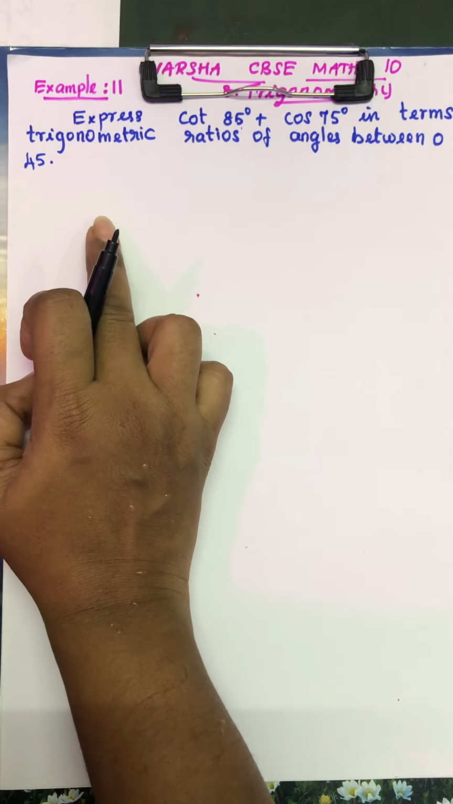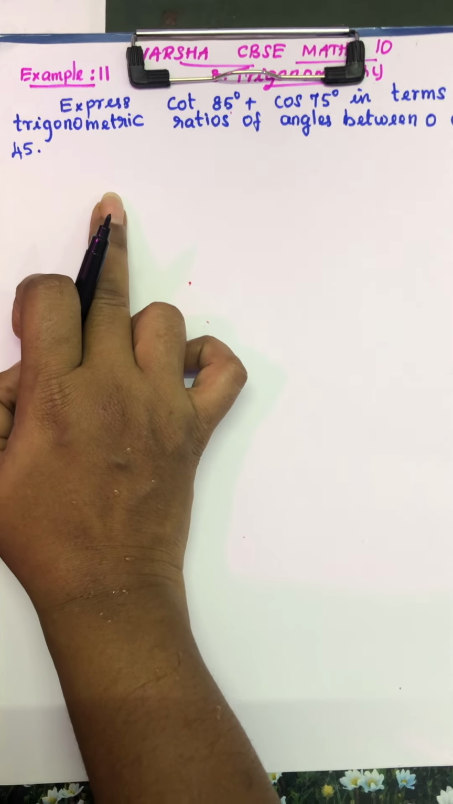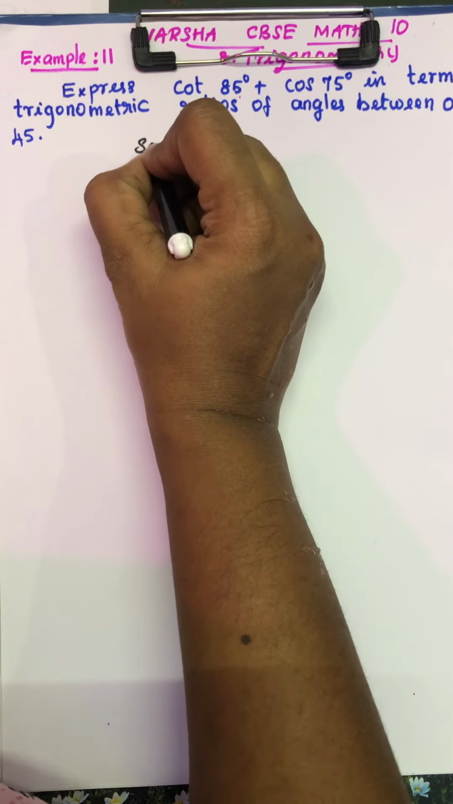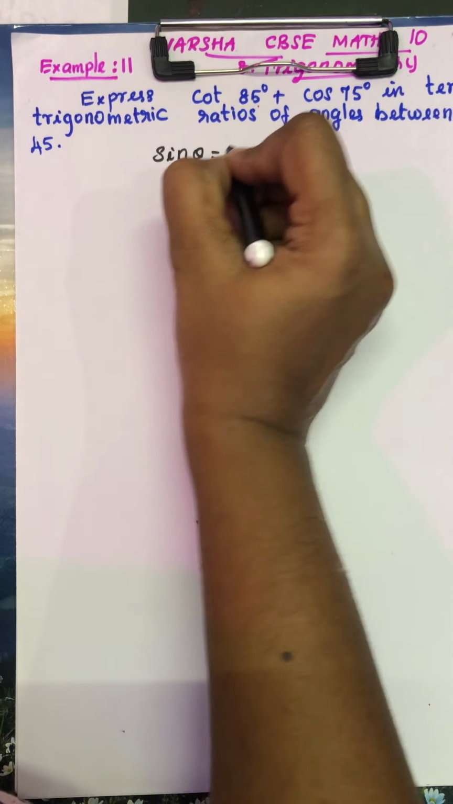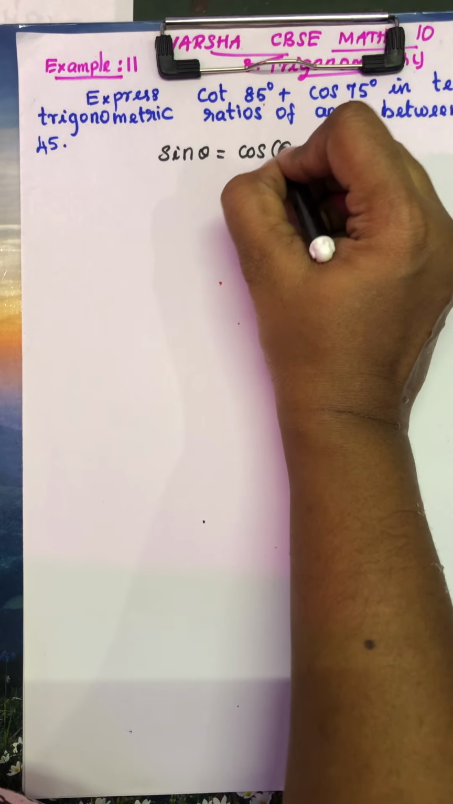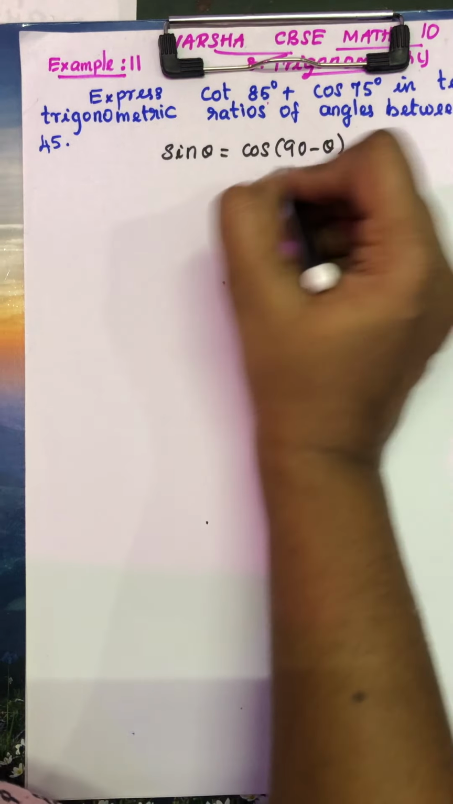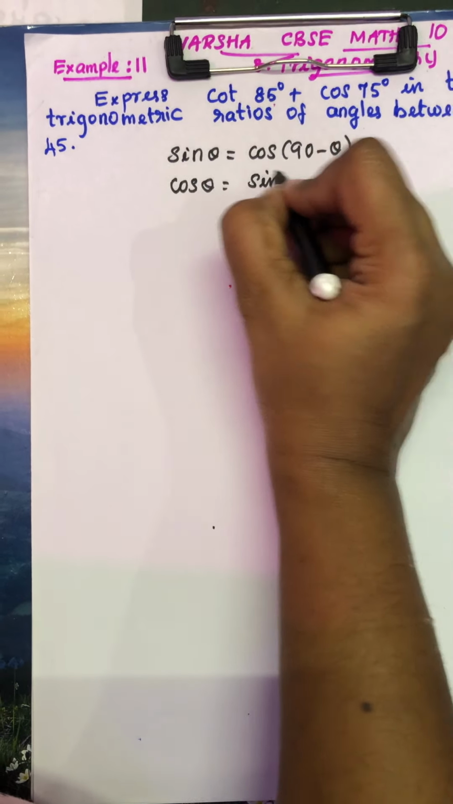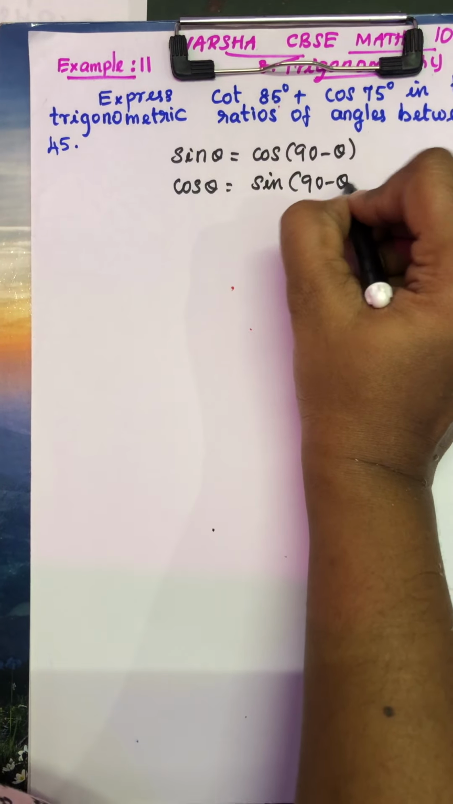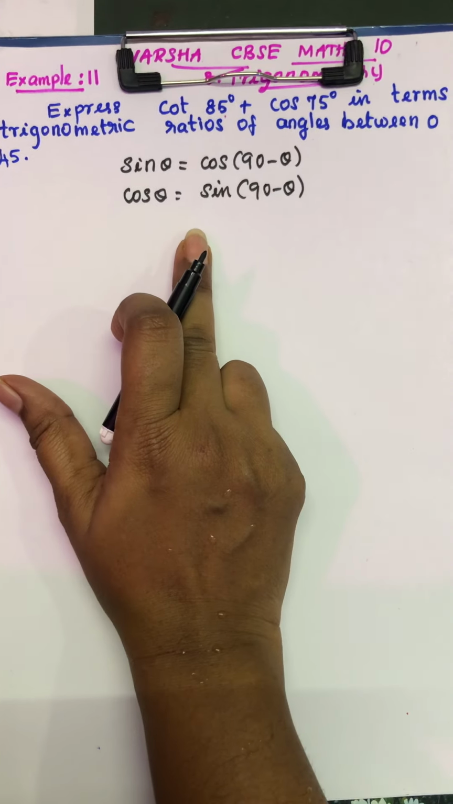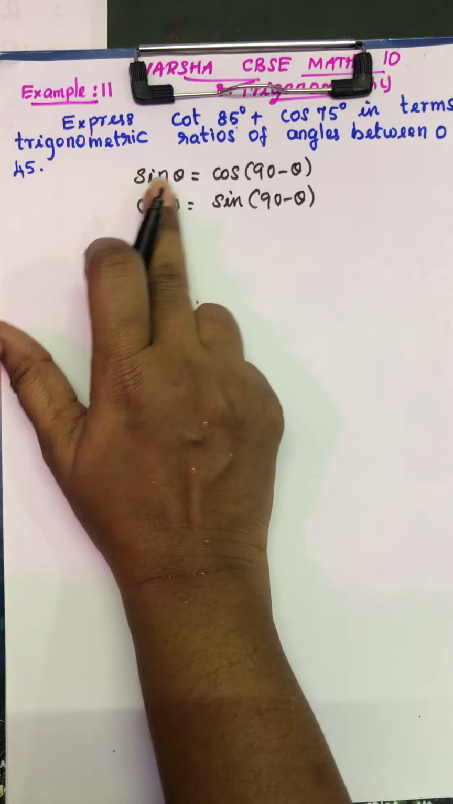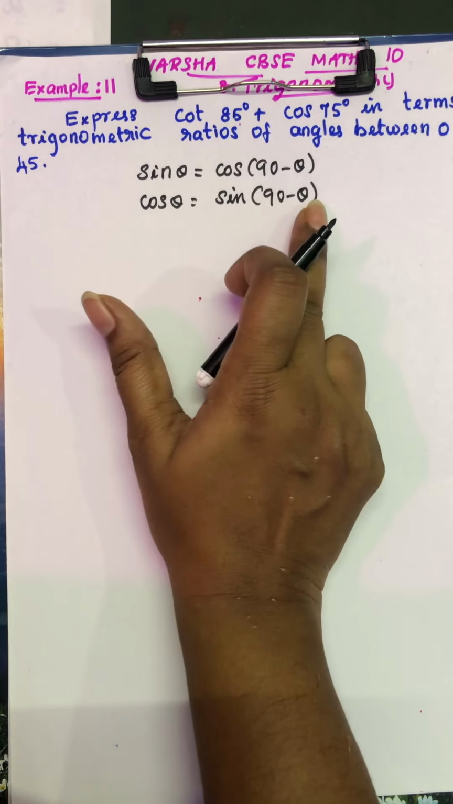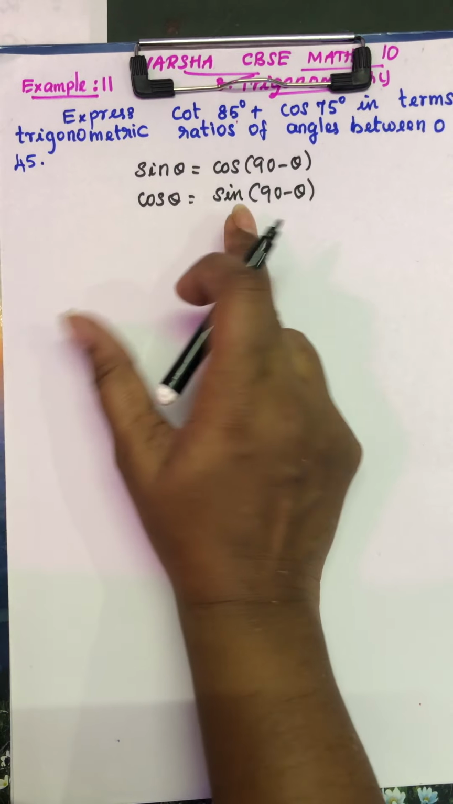Okay, so before that you have to know the complementary angles for the trigonometric ratios. See, what is the formula for that? Sin theta is equal to cos 90 minus theta. Then cos theta is equal to sin 90 minus theta. So this is one formula. Okay, see, sin theta is equal to cos 90 minus theta and cos theta is equal to sin 90 minus theta. See, these are complementary angles.